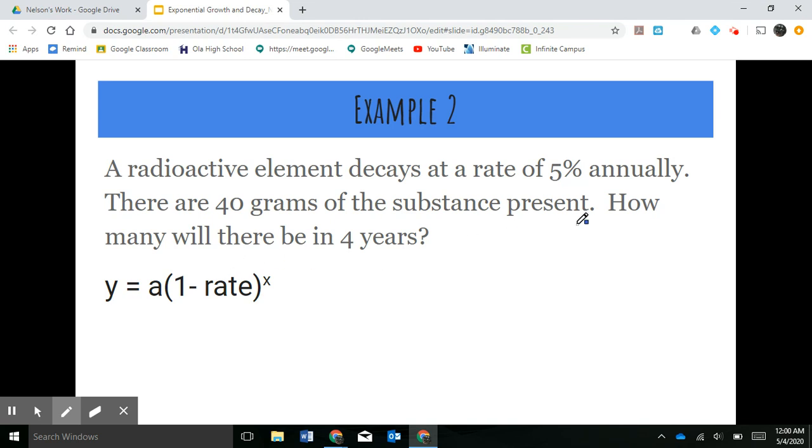So we say our starting point of 40 grams. All right, 1 minus the rate of 0.05. Remember, it's 2 decimal places. And this one was easy because they just told us the time period was 4 years. So we plugged in the calculator, 40 times the quantity 1 minus 0.05 to the 4th power, and it comes out to be a decimal. But since we're talking about grams, I just rounded it to 32. Okay, 32 grams.